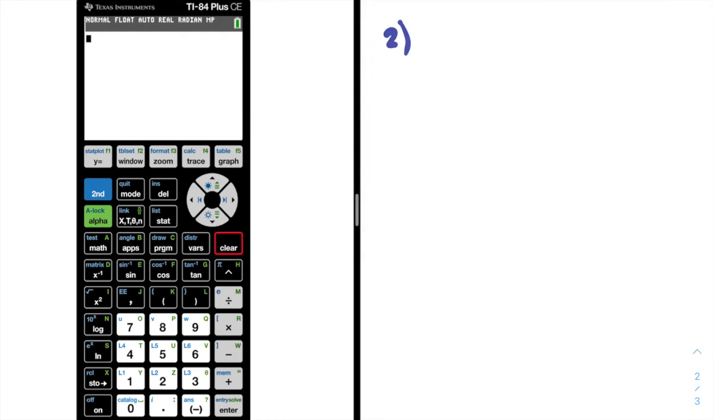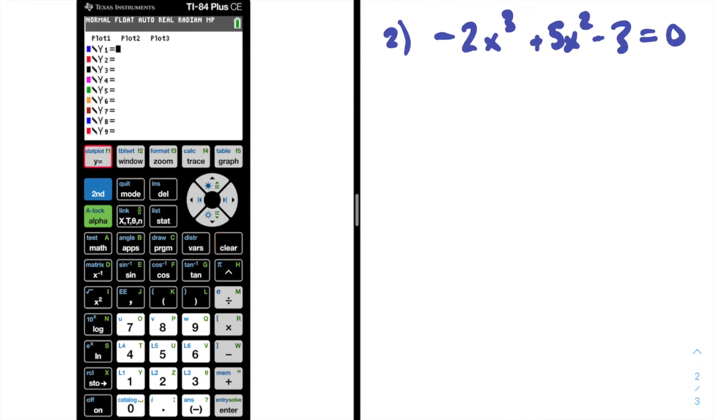So another one that we're going to do is negative 2x to the third plus 5x squared minus 3, and then equals 0. And so again, we're going to put that into our graphing calculator and find one of our solutions. Sorry, I'm moving around here. Okay, y equals, I'm going to plug this in, negative 2x to the third plus 5x squared and minus 3.